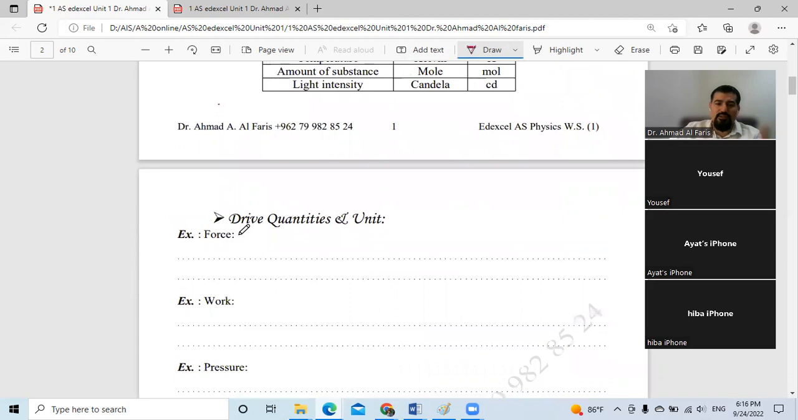Like, what is the unit of force? Who can tell me what's the unit of force? Send me on the chat. What is the unit of force? Exactly. Bravo, Newton, capital N. The unit of force is a Newton.